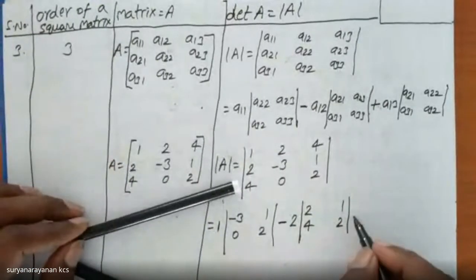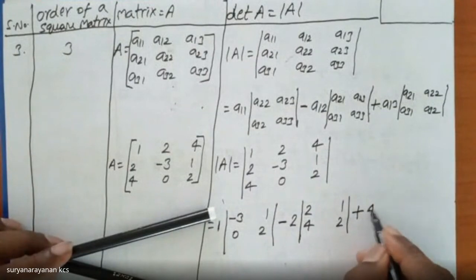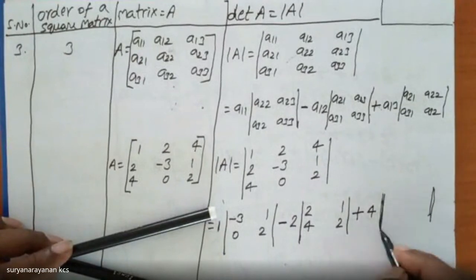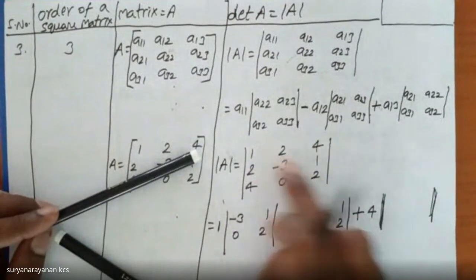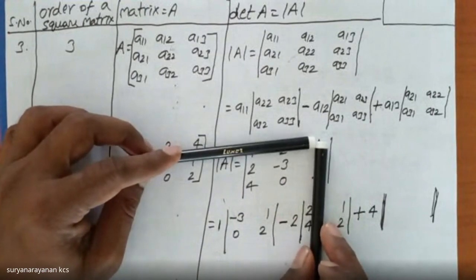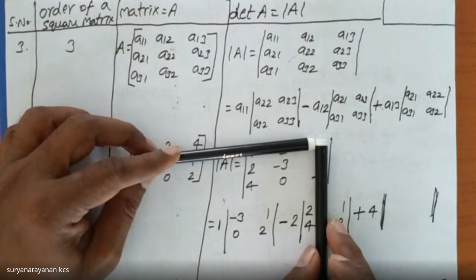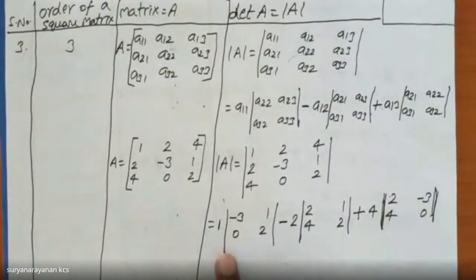After that, keep a plus sign here, and write the third element in the first row. And keep the det symbol here. Again, this number lies in the first row, third column. Yes or no? Close the first row and the third column. What are the elements left here? 2, minus 3 and 4, 0. Okay. This line is a very important step.